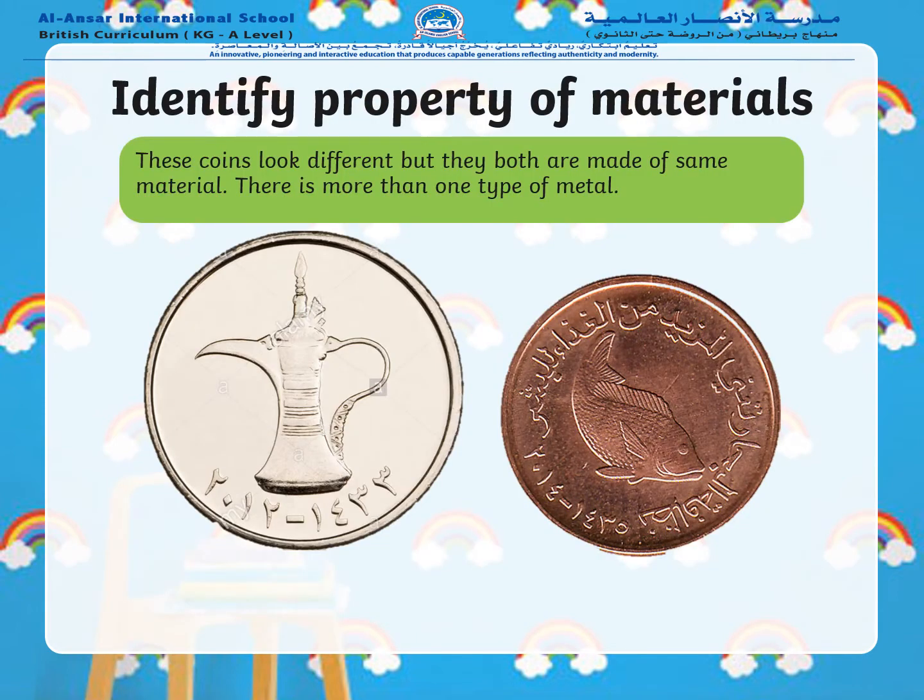Let's identify properties of these materials. These look different, but they both are made of the same material. There is more than one type of metal, learners. They both are made of metal, but these metals are different. Do you know any other material that is also metal but has a different name? Let me give you an example: copper, iron. All of these are different types of metal. Can you think of some more materials that are metal but have different names, just like copper and iron? Pause the video and think about it.